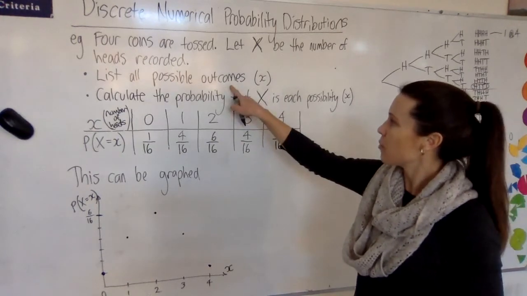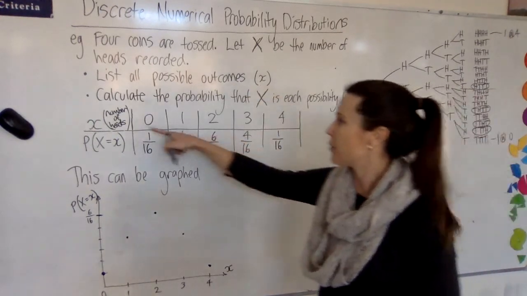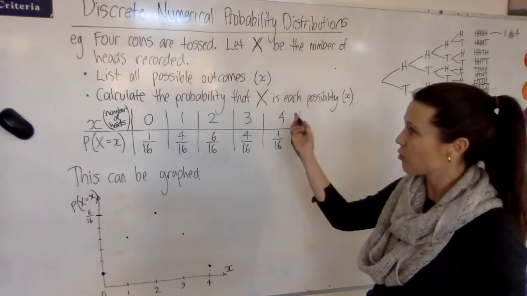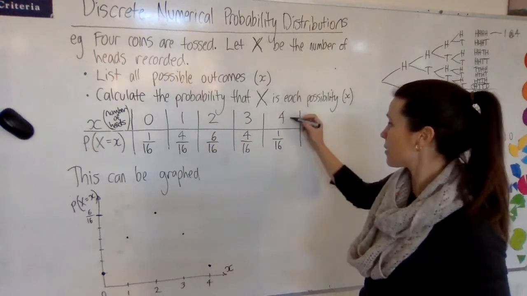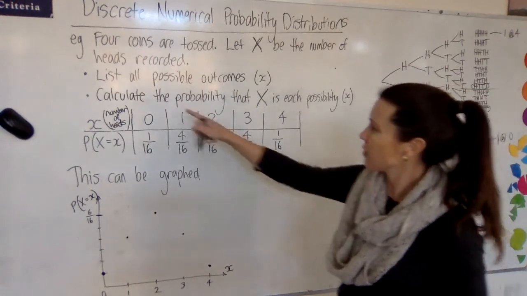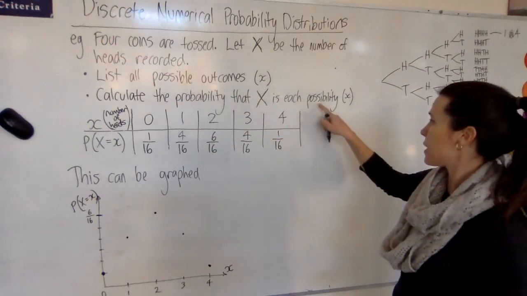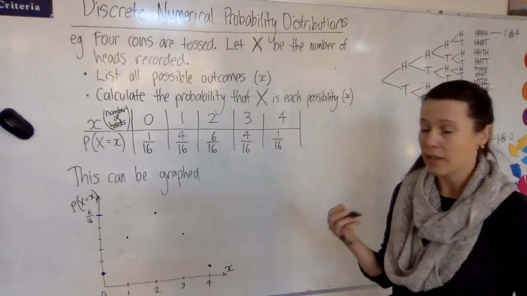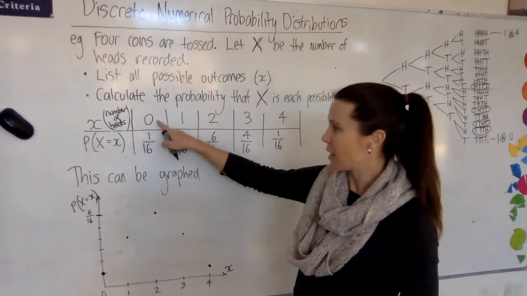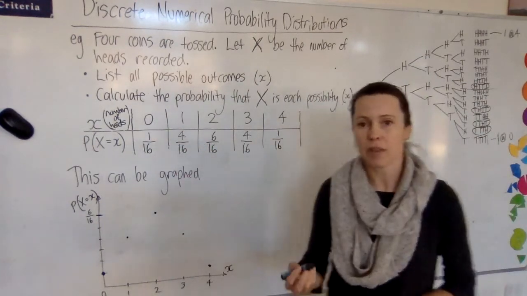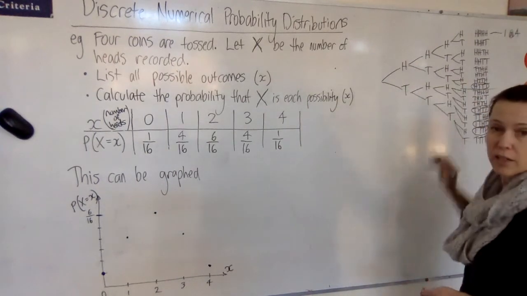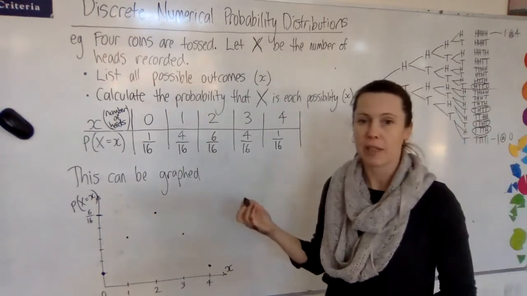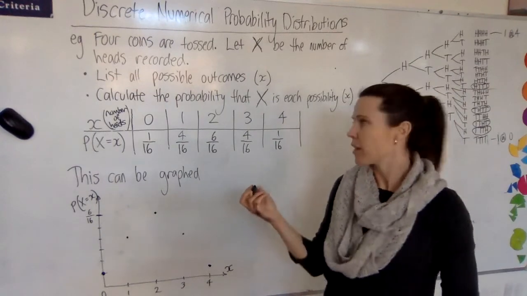Now we're going to list all the possible outcomes, and we call those little x, and we place these along the top. So if we're throwing 4 coins, it makes sense we could get anything from 0 up to 4 heads. Then we calculate the probability that x is in each possibility. So what are the chances of getting 0 heads? Now, a lot of the time, our Chapter 10 work looked at actually making probability tree diagrams and working out these probabilities. In our work in Chapter 11, we're looking at the distributions.